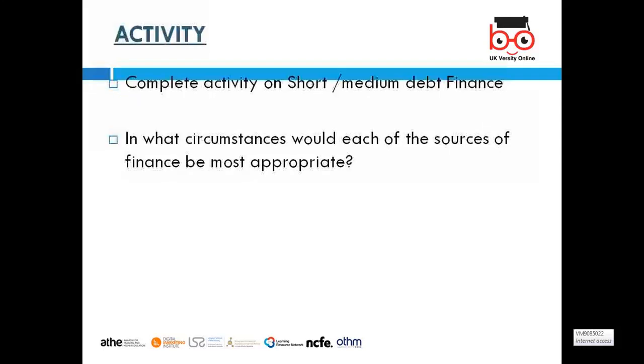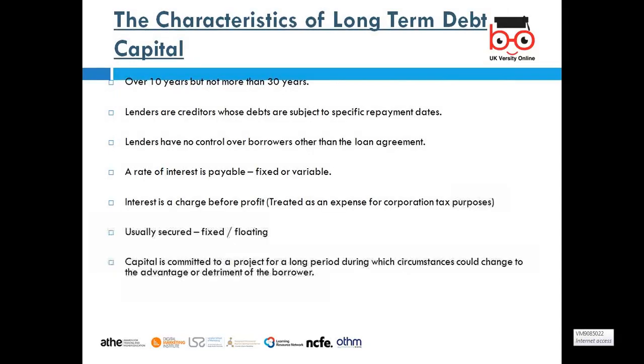No. Okay. Move to next. We're not doing the activity now, but please do your own, separately. In terms of the time, the activity is to complete the short or medium term sources of funds. And in your assignment, you can include this activity which we have created.